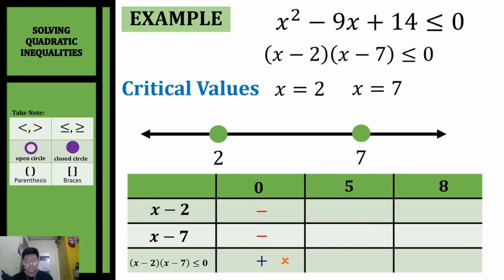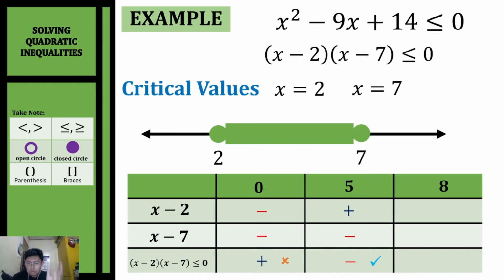Now, let's test our second candidate, 5. Let's substitute 5 and get the sign. So, 5 minus 2 will get positive. 5 minus 7, we will get a negative number. Now, let's multiply our signs. Positive times negative, we will get a negative number. Is a negative number less than or equal to 0? Yes. Numbers from 2 to 7 are possible solutions to our quadratic inequality.